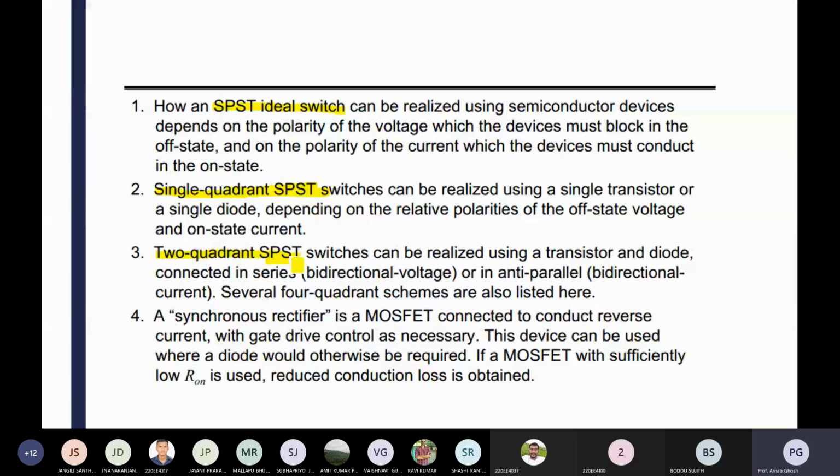Then we discussed the synchronous rectifier, a MOSFET connected to conduct the reverse current. That was the motivation for the synchronous rectifier. Instead of a diode, a MOSFET with sufficiently low Rds on is used to reduce the conduction loss. Other points are majority carrier based devices and minority carrier based devices. Minority carrier based devices include the BJT, IGBT and thyristor family. High breakdown voltage devices are normally minority carrier based, while fast switching devices are like the Schottky diode.